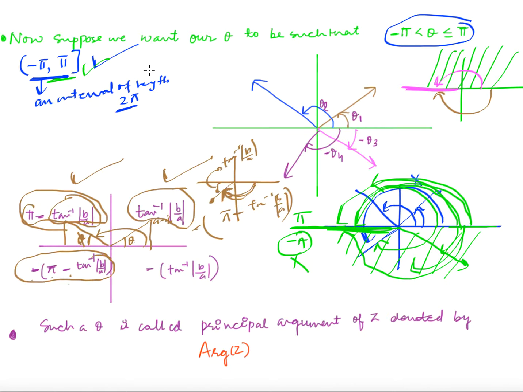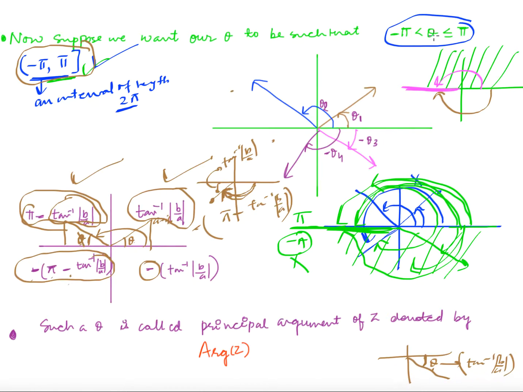And if you are in the fourth quadrant, then this angle you are measuring. This will be tan inverse of b upon a, but you have to put a negative sign because you are measuring it in the clockwise direction. So this is how, if we restrict the interval where theta can lie, then for every point theta is uniquely defined. That is what we want.